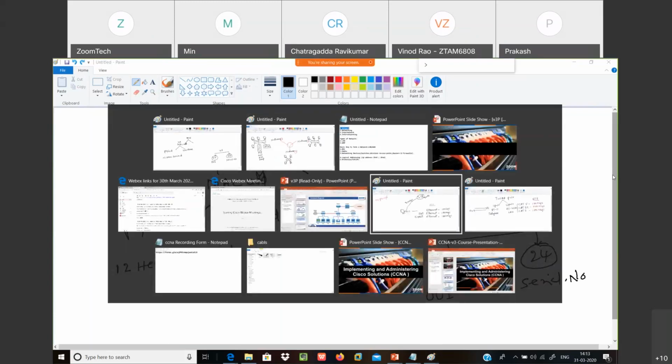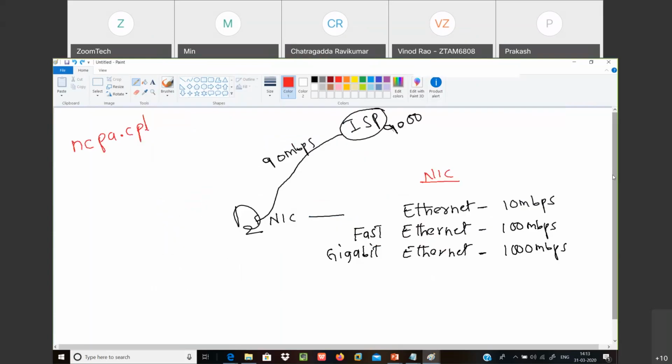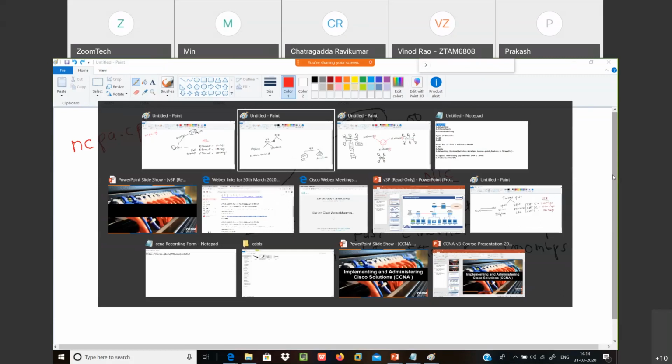NIC card types are Ethernet, Fast Ethernet, and Gigabit Ethernet. Ethernet can support up to 10 Mbps, Fast Ethernet up to 100 Mbps, and Gigabit Ethernet up to 1000 Mbps. These are the types of NIC. Next we discussed media.